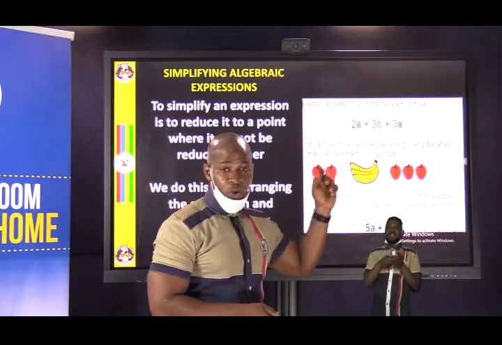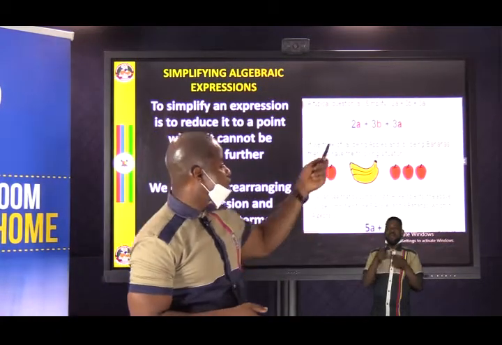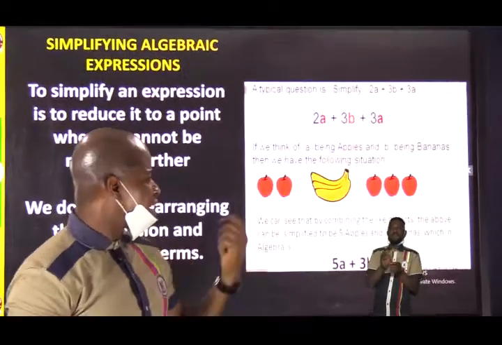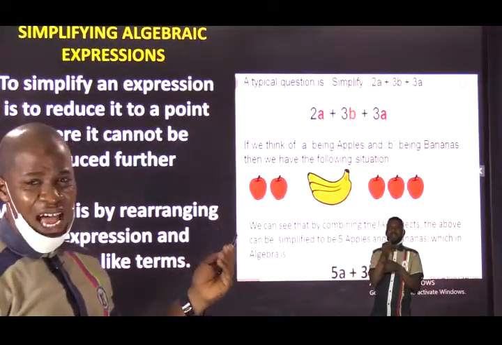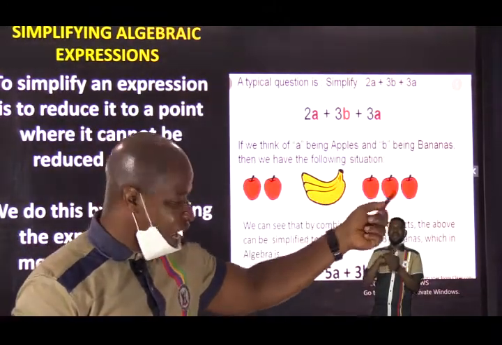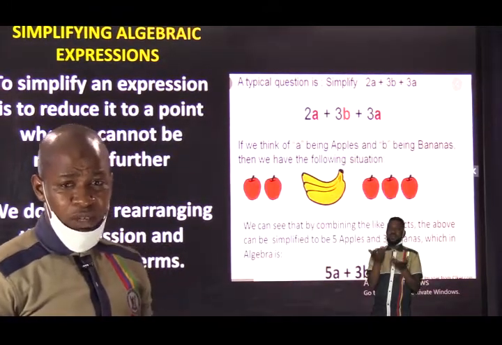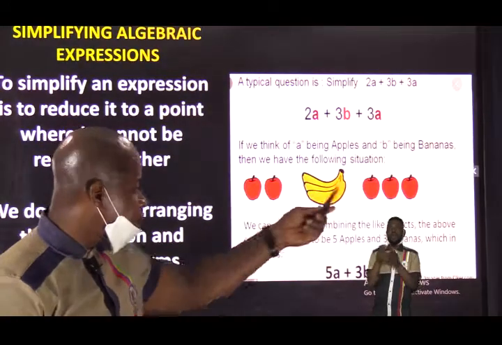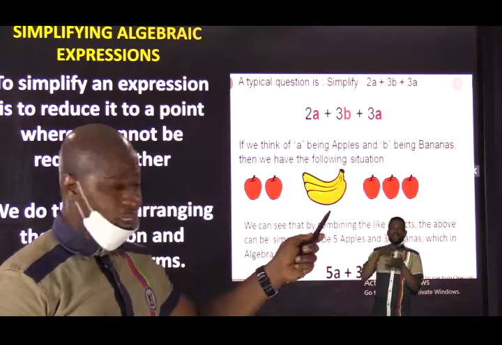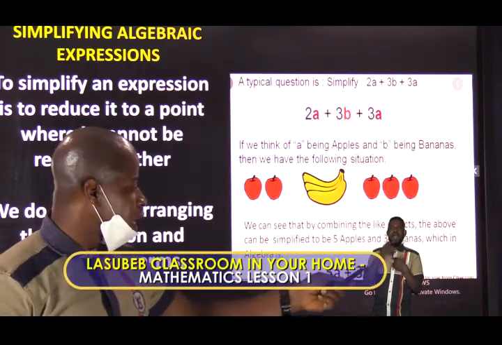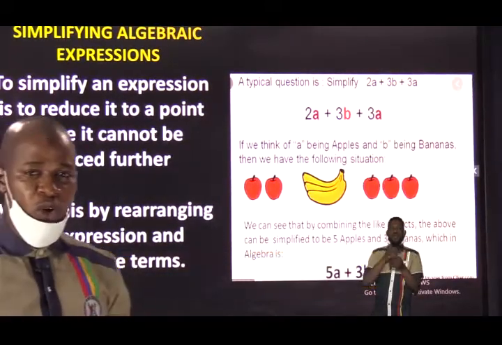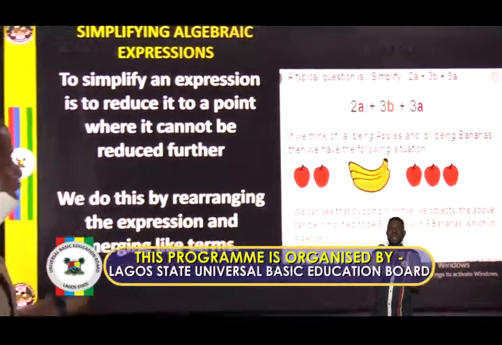Now, this is a typical problem that has to do with simplification. This says simplify 2a plus 3b plus 3a. And that is like saying add together 2 apples, 3 bananas, and 3 apples. So intuitively, you should see that altogether there will be 5 apples. So you have to add apples to apples, jumping over the bananas. So you have 5 apples and 3 bananas all together. That's exactly what we're going to be doing with simplification of algebraic expressions. So now let's move on.